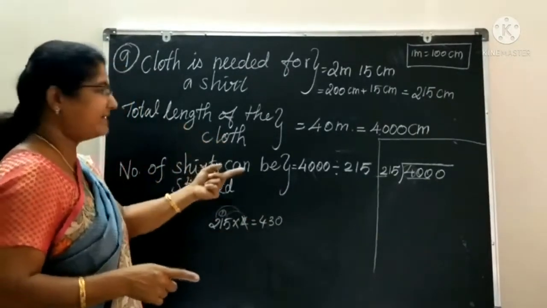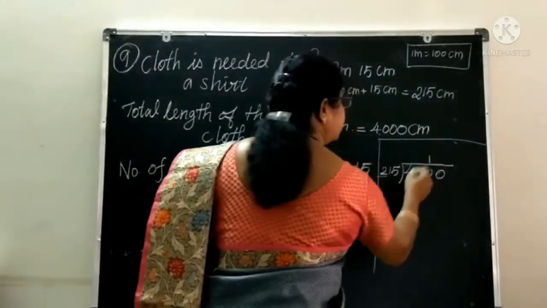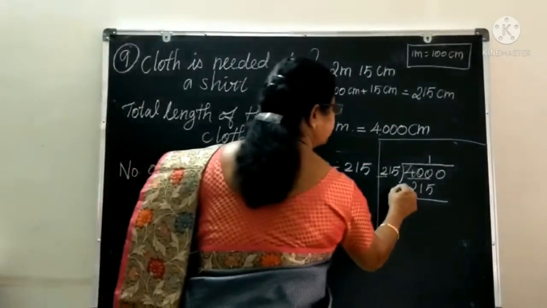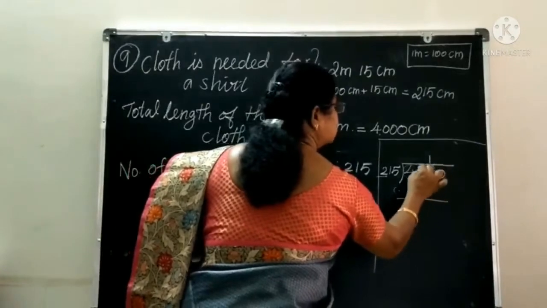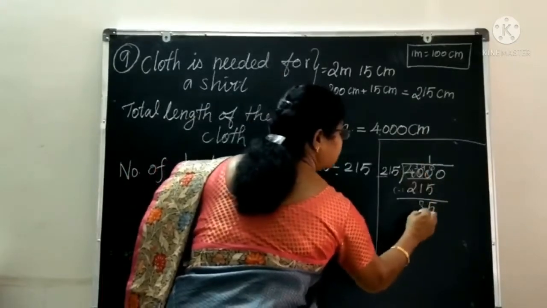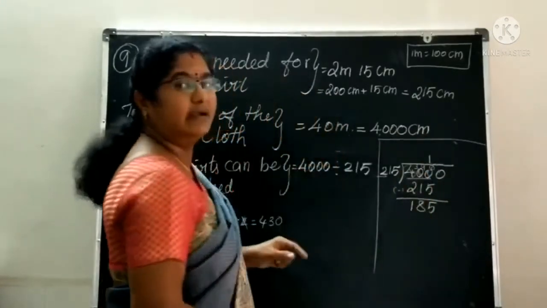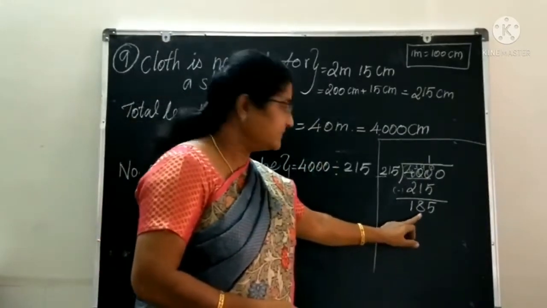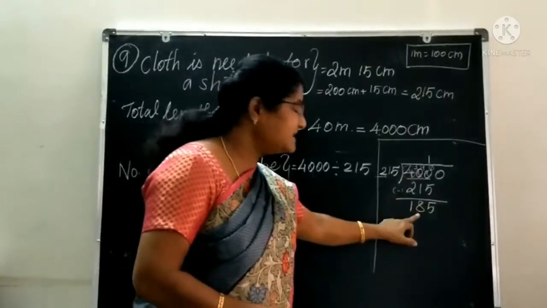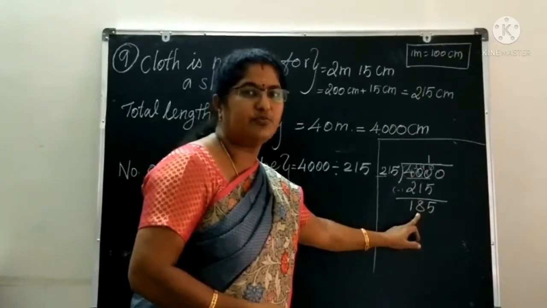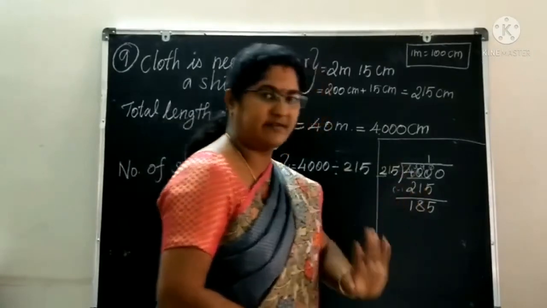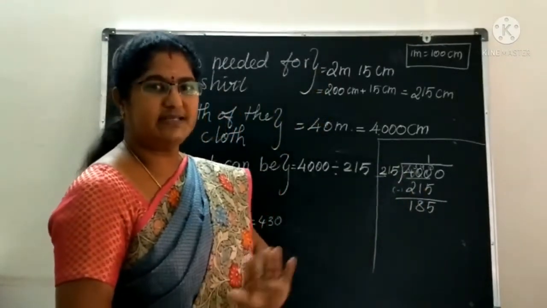What is it? 1 time. 215 into 1, 215. Understand? Now subtract. 10 minus 5, borrow. 10 here, 9 here, 3. 10 minus 5, 5. 9 minus 1, 8. 3 minus 2, 1. Now after the subtraction, you check the remainder against the divisor. The remainder should be smaller than the divisor. Then only your answer is correct. You do this process. The first step of division is correct.